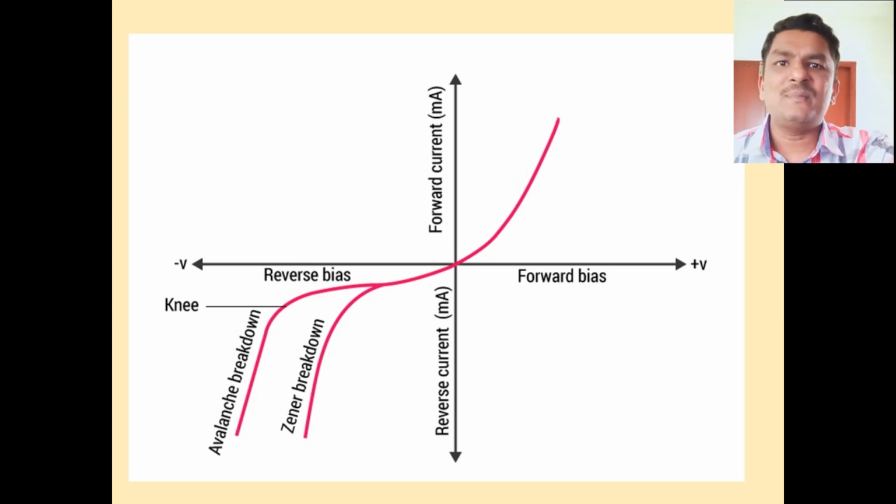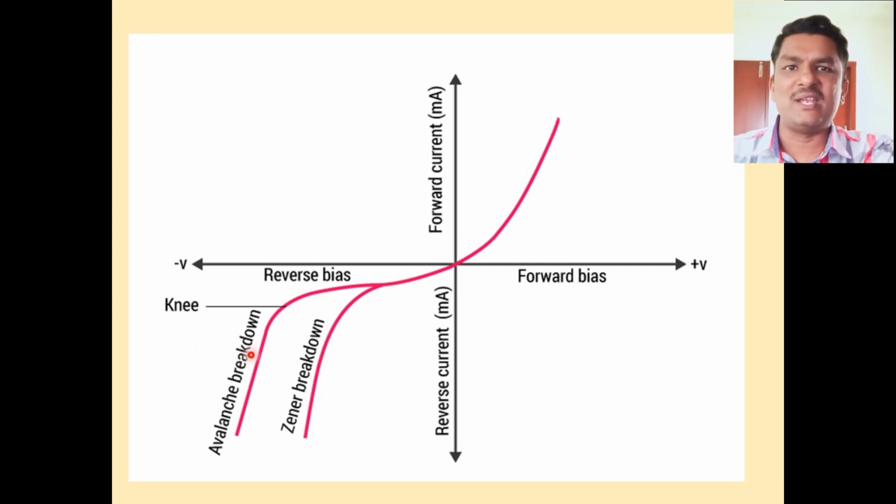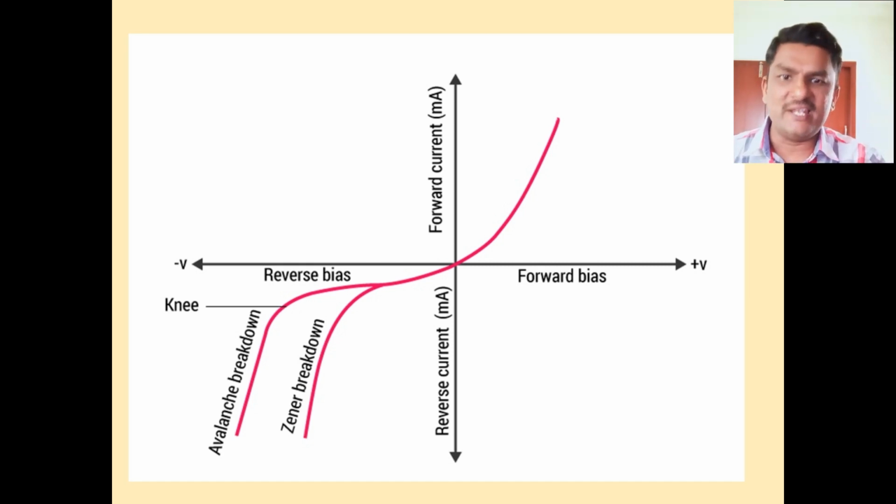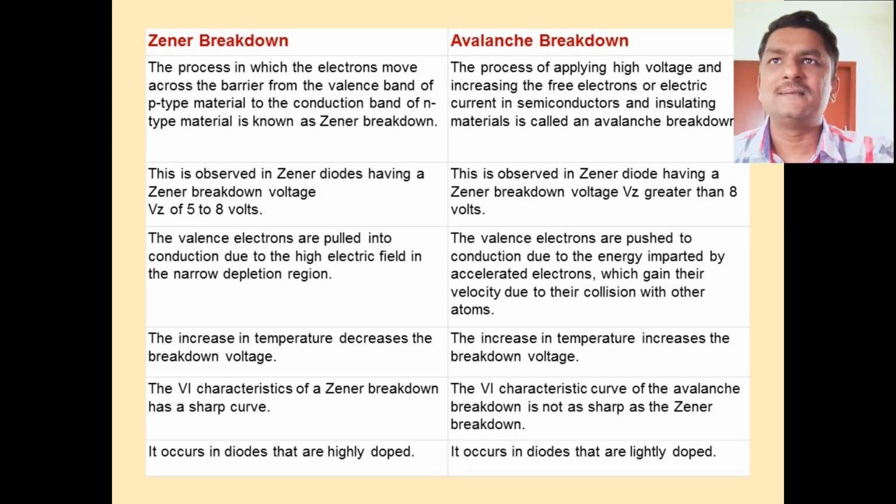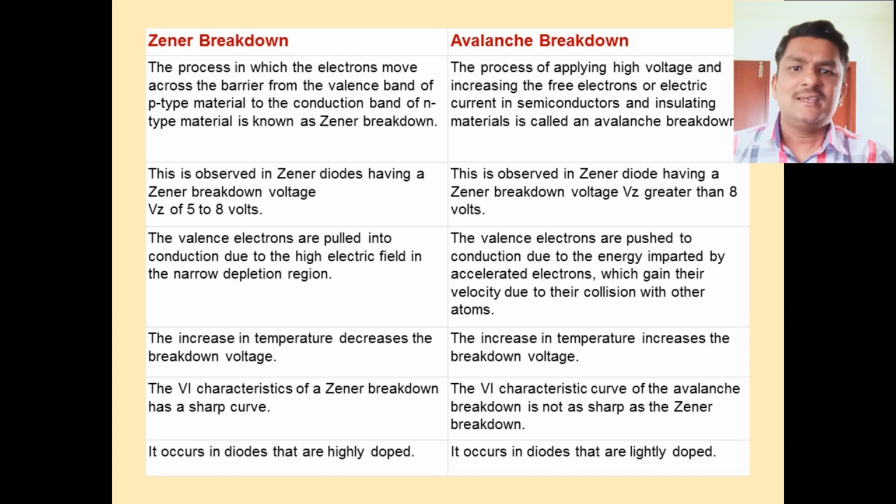In the diagram, I show the Zener breakdown region and Avalanche breakdown region in reverse bias condition. The Zener diode acts as a regular diode in forward bias condition. The Zener diode has a special peculiar property in reverse bias because it is heavily doped. Now, differences between Zener breakdown and Avalanche breakdown; we already discussed that.